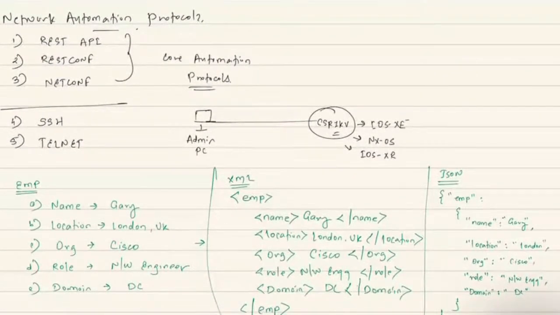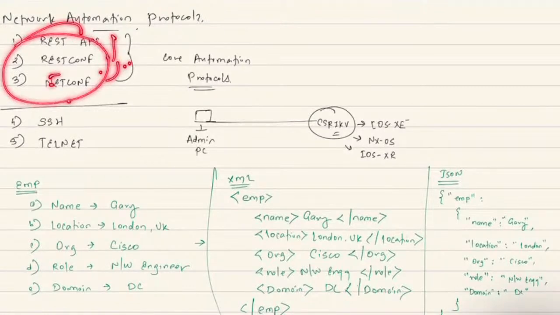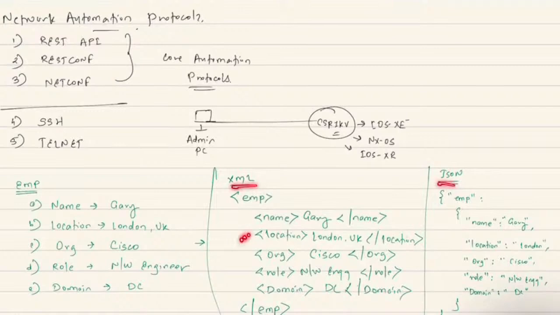So in such cases, REST API, RESTCONF and NETCONF, these three are protocols that are used, and XML and JSON, these two are more of the data structuring languages which are used in order to push or pull configurations from the device. Now when we talk about using either of the mediums, what are the tools that we need to have installed on our admin PC?